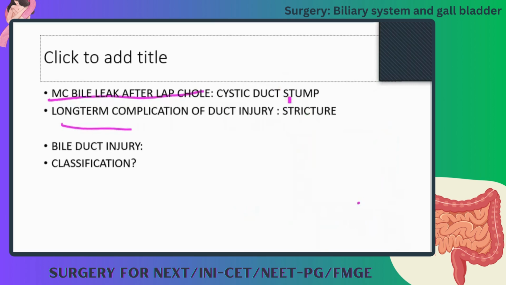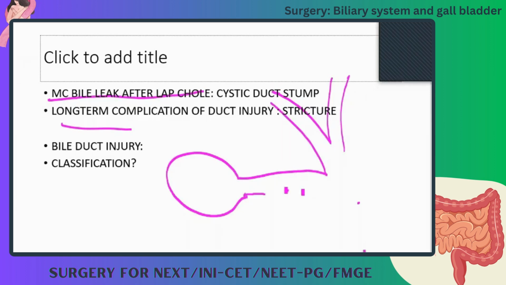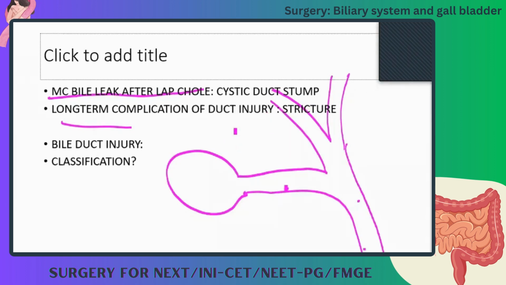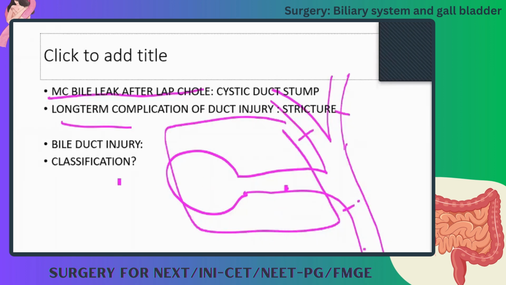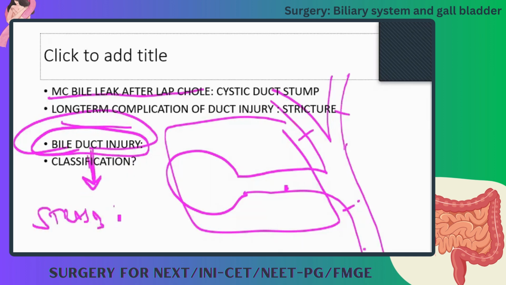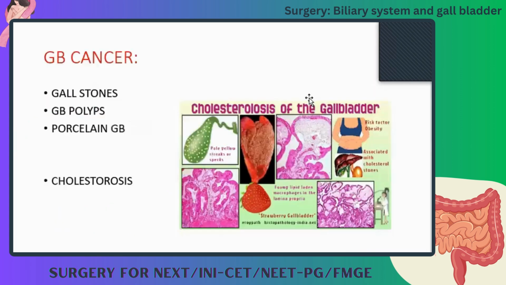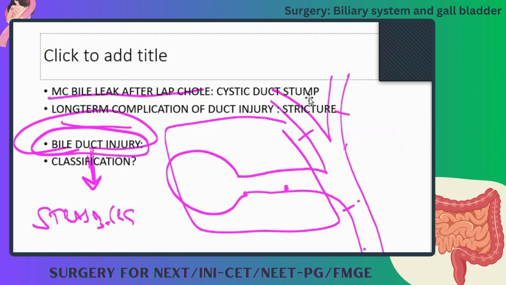There is always a chance that, operating in this field, this is your site of operation, you may injure this duct, this duct, or this duct. So bile duct injury is the most common complication after lap chole. The classification for that was given by Strasberg, the Strasberg classification of bile duct injuries. No need to go into depth, but just remember Strasberg classification. What is the classification for hydatid cyst? Liver hydatid cyst?